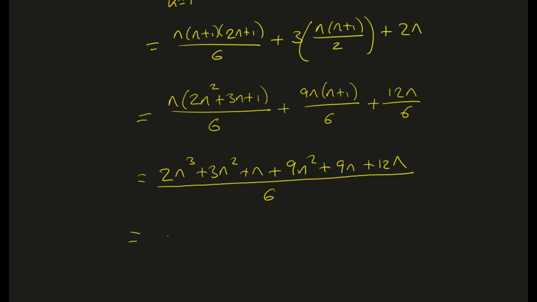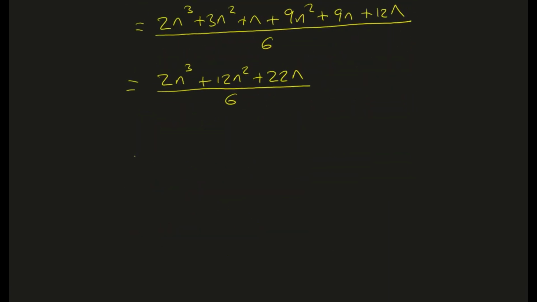We can collect up a few things. There's only one term of n cubed in it. That can stay the same. If we collect up the n squared, we'll have 12n squared. And then we'll have 22n left over as well, all divided by 6. And I think now we can just divide through by 2. And then we'll have a pretty simple answer: n cubed plus 6n squared plus 11n, all over 3. Okay, that is it. There's our answer.